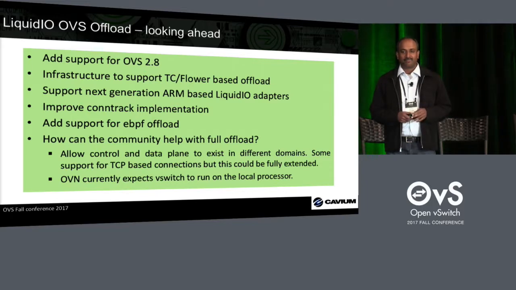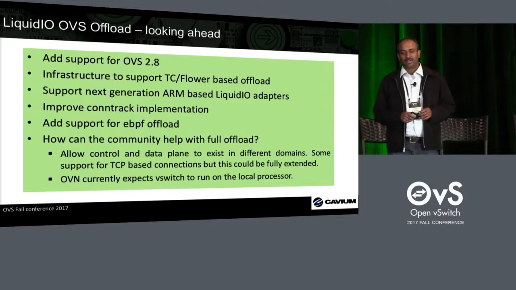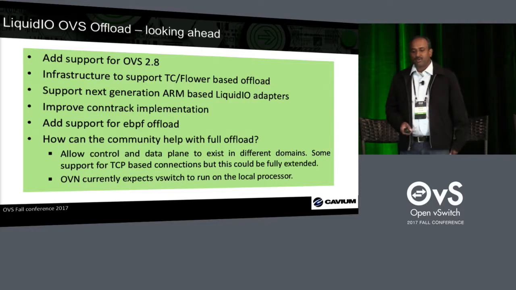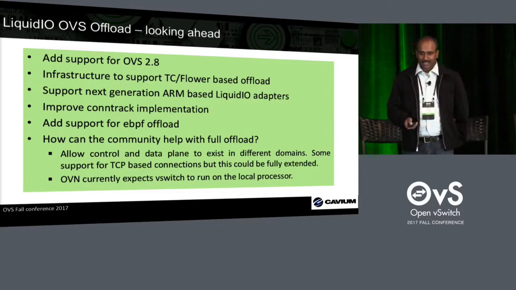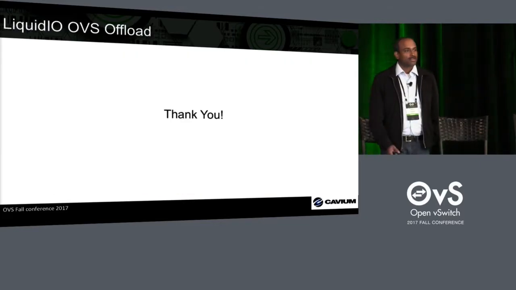For example, we cannot have the control plane exist on the host and then interact. TCP-based connectivity is possible, but it's not very conducive to the offload model. There are other things like OVN. When we try to run the OVN controller on the host, it requires the vSwitch to run on the host as well. But we were able to get past that by running the controller on the LiquidIO itself. So some points to think about. That completes the presentation. Thank you, and I can take some questions.